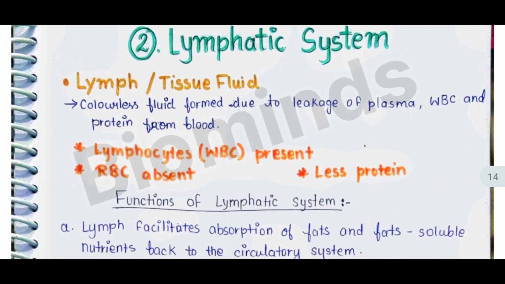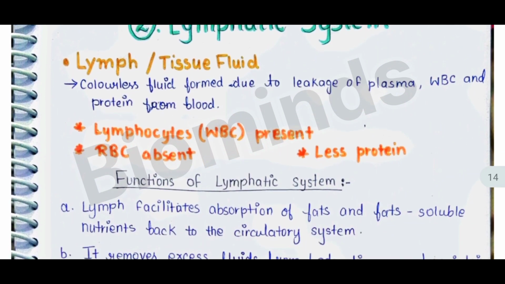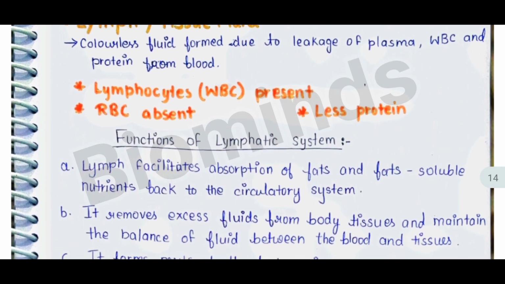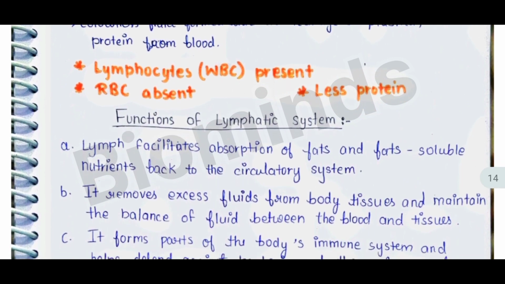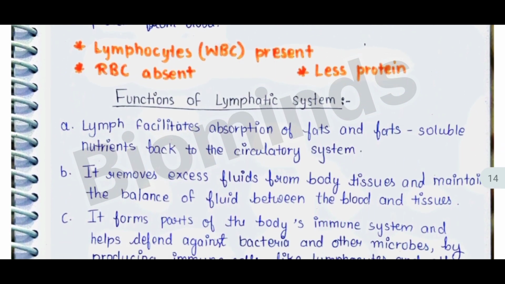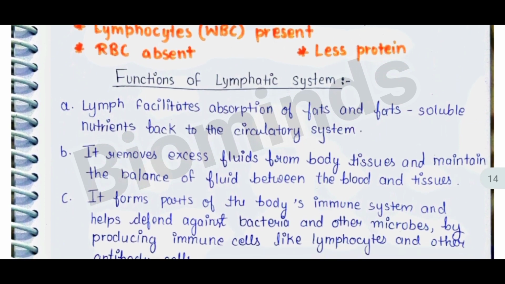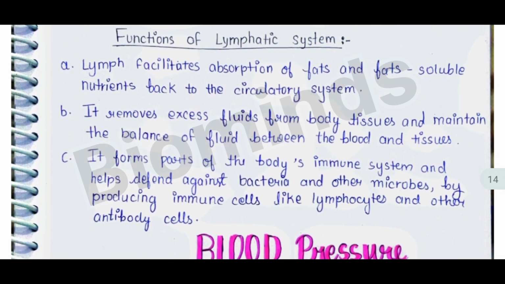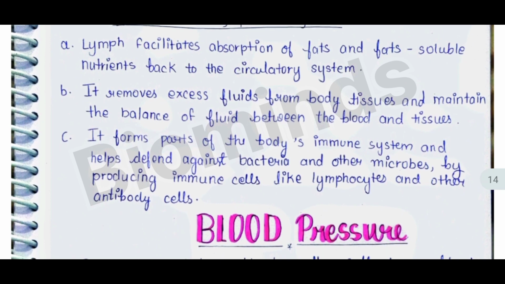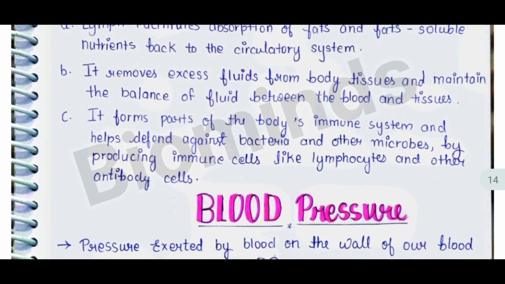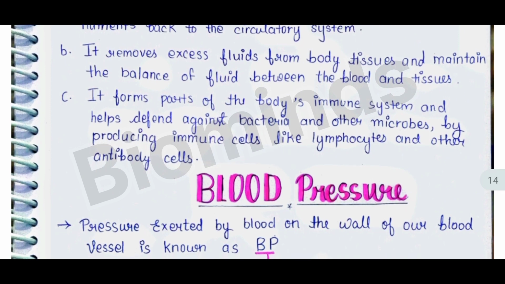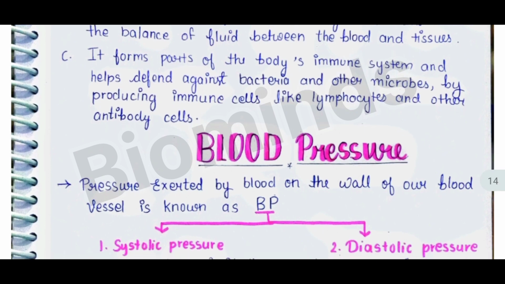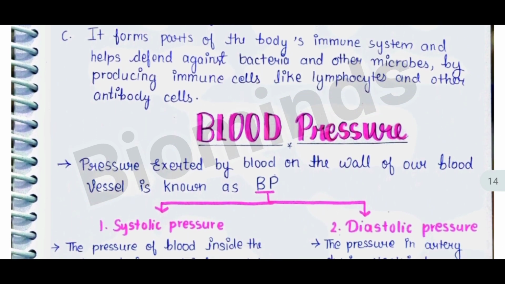Then the lymphatic system. Lymph is a colorless fluid formed due to the leakage of plasma, WBC and protein from the blood. In lymph, WBC is present and RBC is absent, with less protein. Then the functions of the lymphatic system. Lymph facilitates absorption of fats and fat-soluble nutrients, removes excess fluids from body tissues and maintains the balance of fluid between the blood and tissues. It forms part of the immune system, helping in defense against bacteria and other microbes by producing immune cells like lymphocytes and other antibody cells.